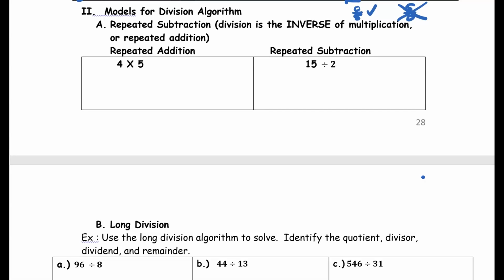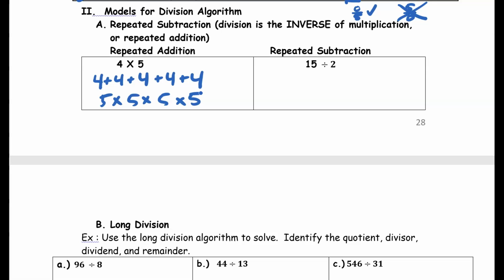All right, so now that we've talked about the properties, let's look at a model for division. When we talked about multiplication, we talked about how multiplication is just repeated addition. For example, 4 times 5 is the same thing as 4 plus 4 plus 4 plus 4 plus 4, okay? You could write it either way. But you could just do repeated addition. Well, repeated subtraction can be done to do division.